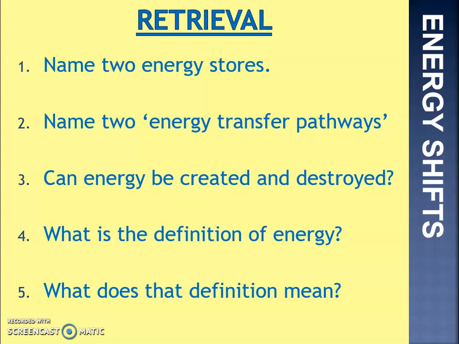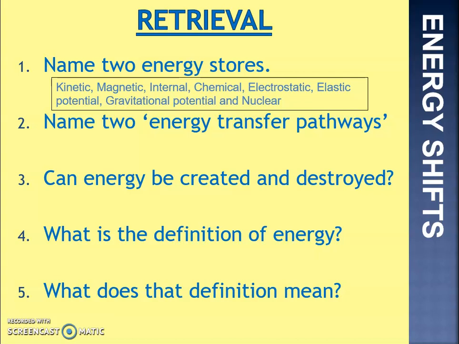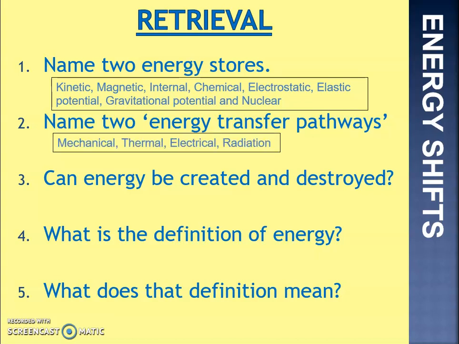Okay, so question 1, name 2 energy stores. Well, there's 8 to choose from. Any 2 of these would be fine. Kinetic, magnetic, internal, chemical, electrostatic, elastic potential, gravitational potential, and nuclear. Question 2, name 2 energy transfer pathways. Well, there's 4 to choose from, so any 2 of these would have been fine. Mechanical, thermal, electrical, and radiation.